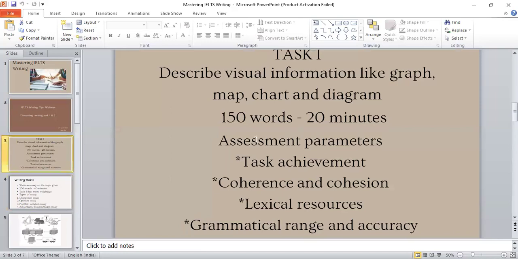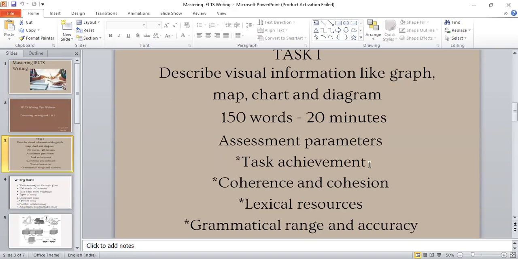For task 1, we have given assessment parameters here. So there are 4 different parameters on which IELTS task 1 is evaluated. The first one is task achievement, the second one coherence and cohesion, the third one lexical resources, and the fourth one grammatical range and accuracy. So we'll go through each parameter.